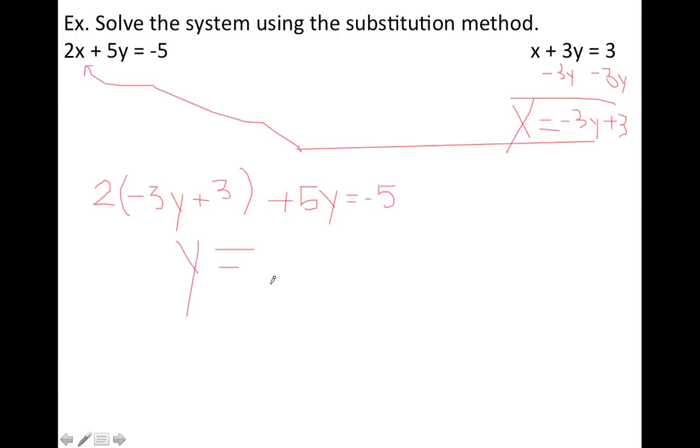Next, we have to plug this back in to find x. So pick one of the equations, doesn't matter which one. I would use this one here. Because we already solved out for x, all we have to do is plug in our y variable there and solve for x. So 11 times negative 3 is negative 33. Plus 3, we get negative 30. So our solution is negative 30, 11.